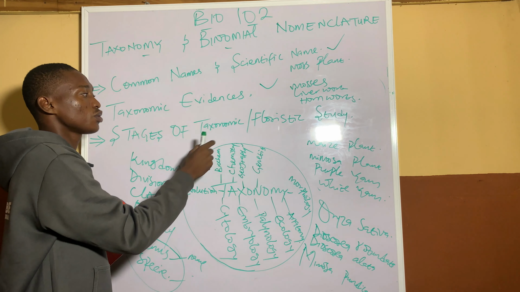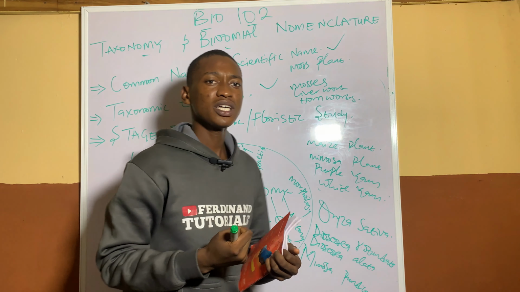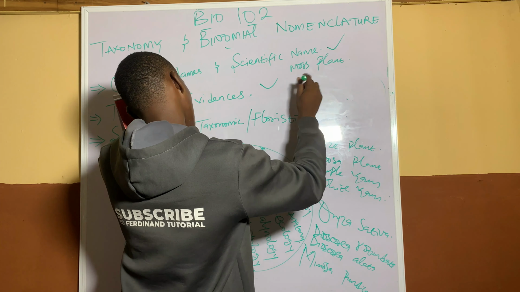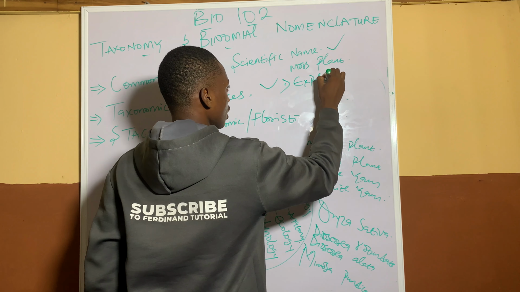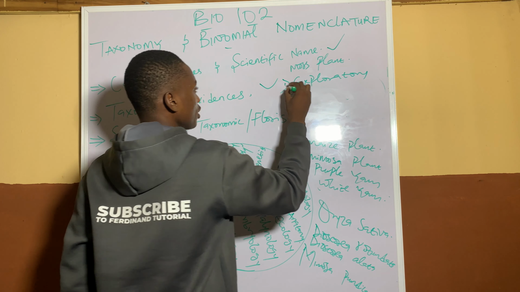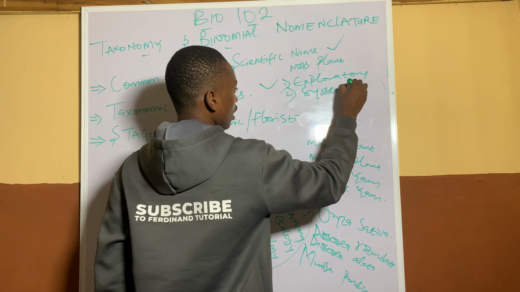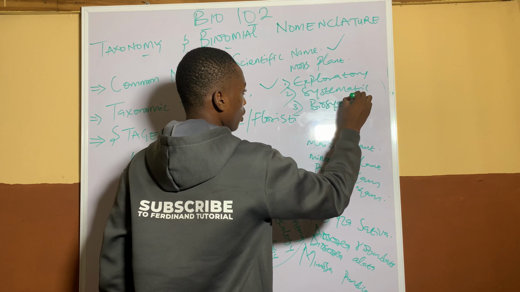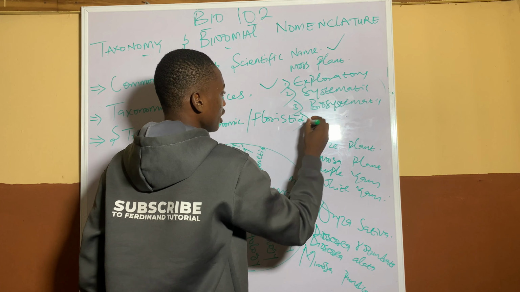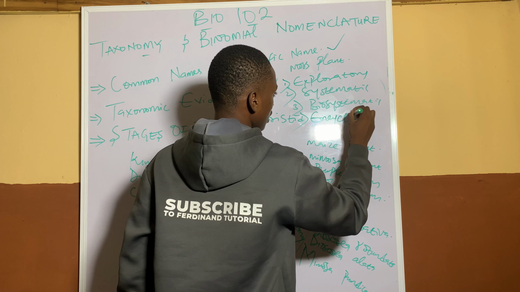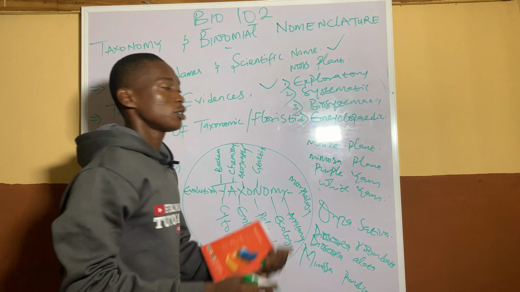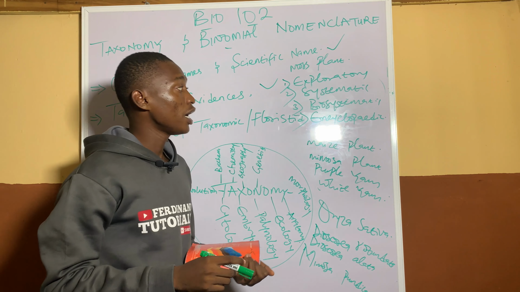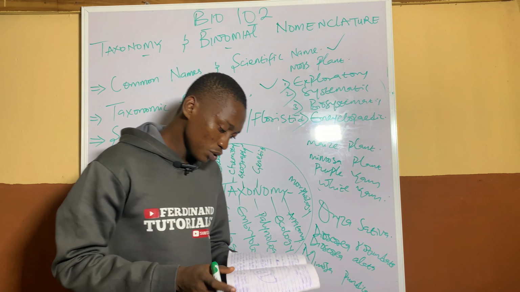Now, let's look at the stages of taxonomy of floristic study. There are 4 important stages of taxonomic or floristic study. Number 1, we have the exploratory phase. Number 2, we have systematic. We have biosystematic. And then we have the last one, encyclopedic. Are we there? Exploratory stage or phase, systematic stage or phase, biosystematic, and then encyclopedic phase or stage. Now let's look at it one after the other.